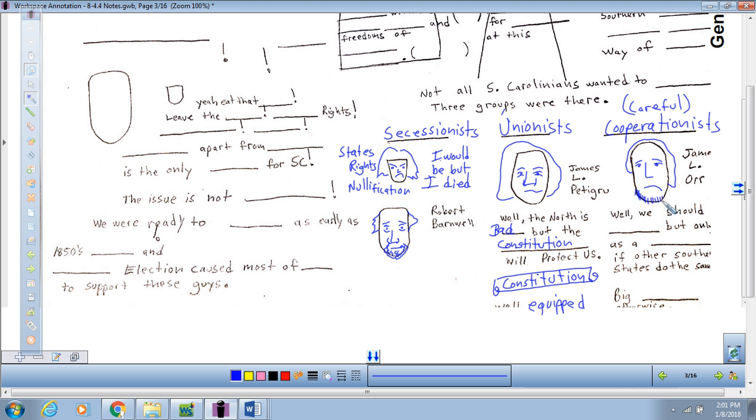Now, I think he looks like someone on the History Channel, on the show Pawn Stars. And what character does he resemble? Who is he? No, he looks like Chum Lee, that's right. All right, so now, the big thing. The cooperationists were careful. They said the South should secede, but only as a last resort, if other southern states do the same. Otherwise, it was a big mistake.